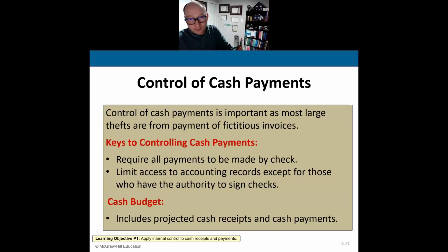We also need to make sure that our cash budget includes projected cash receipts and payments. I gotta know when I expect to receive cash and when I'm expecting to pay, so that way I can have what's called a cash budget. This helps me to make sure that I always have enough cash on hand for operating the business.